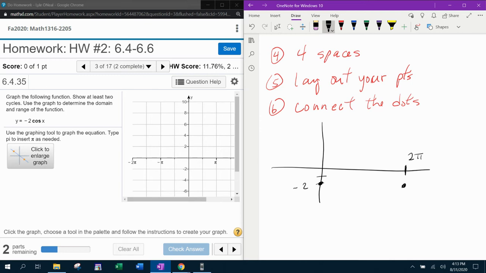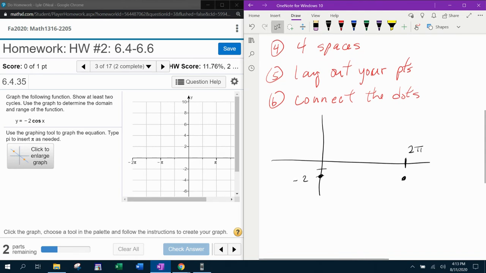That'll make one complete cycle, 1 wavelength. Now that we have the period, the wavelength, we're going to need 4 equal spaces. From start to finish, I've got 1 big space. I need to cut that in half, and then half the halves. And so now I have 1, 2, 3, 4 spaces from start to finish. Now I can lay out my points.